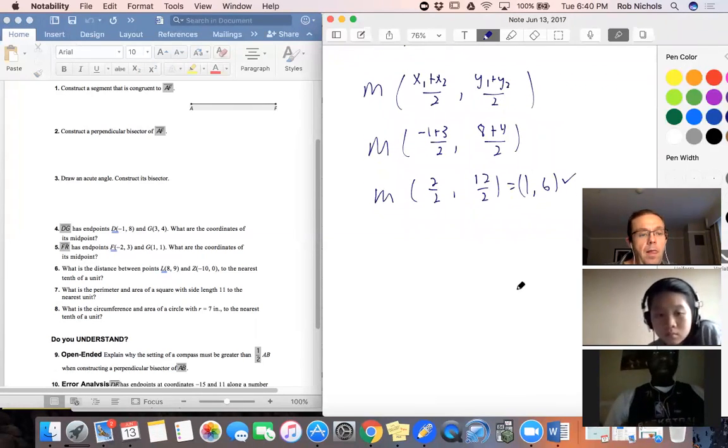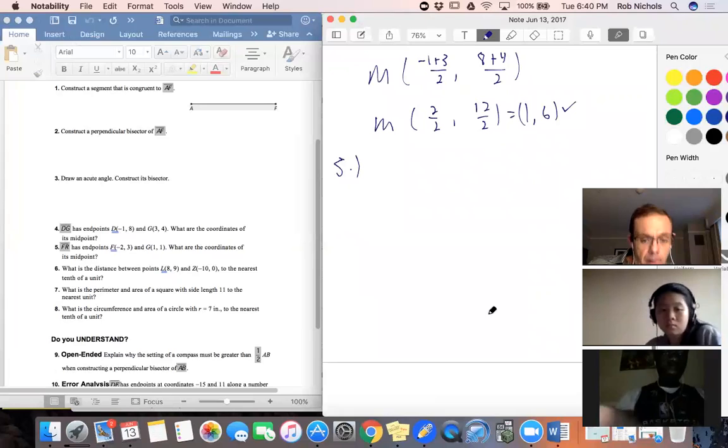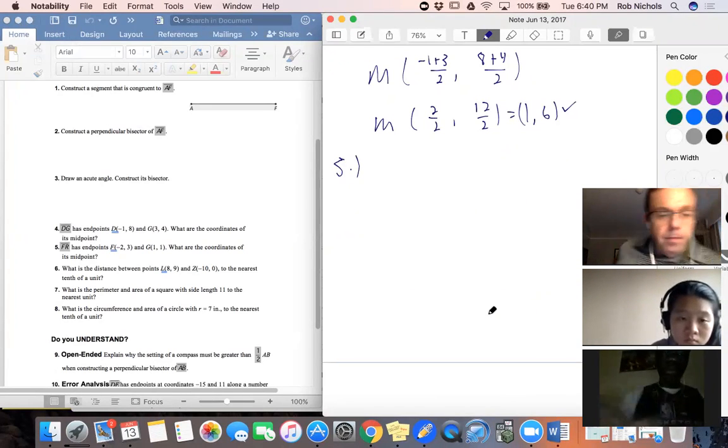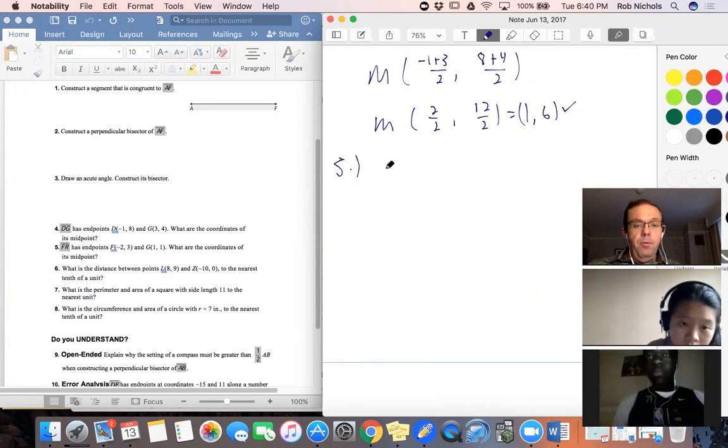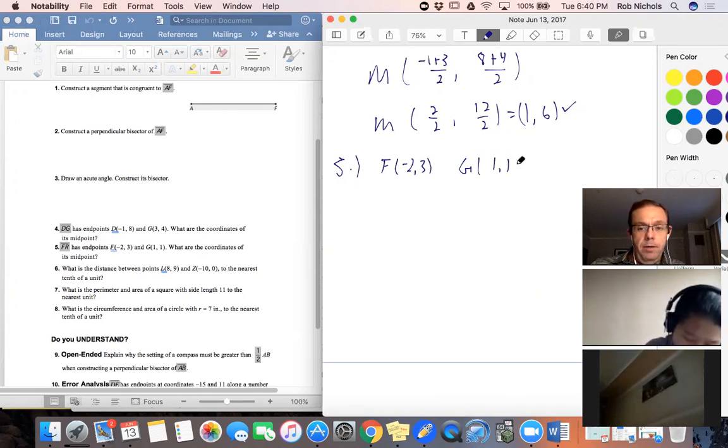Okay. So why don't you guys get paper in front of you? Try to find the midpoint for number 5. We have the endpoints F of -2, comma, 3, and G, which is going to be 1, comma, 1, and let's find the midpoint.